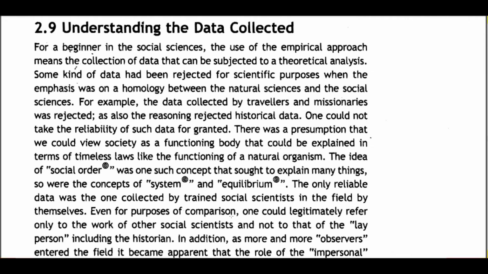There was a presumption that we could view society as a functional body that could be explained in terms of timeless laws, like the functioning of a natural organism. The idea of social order was one such concept that sought to explain many things, as were the concepts of systems and equilibrium. The only reliable data was that collected by trained social scientists in the field by themselves. Even for purposes of comparison, one would legitimately refer only to the work of other social scientists and not to that of laypersons, including historians.